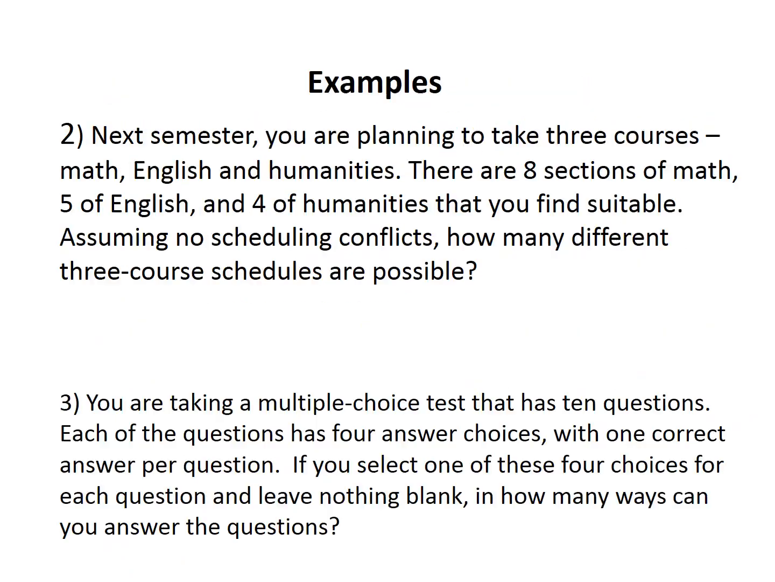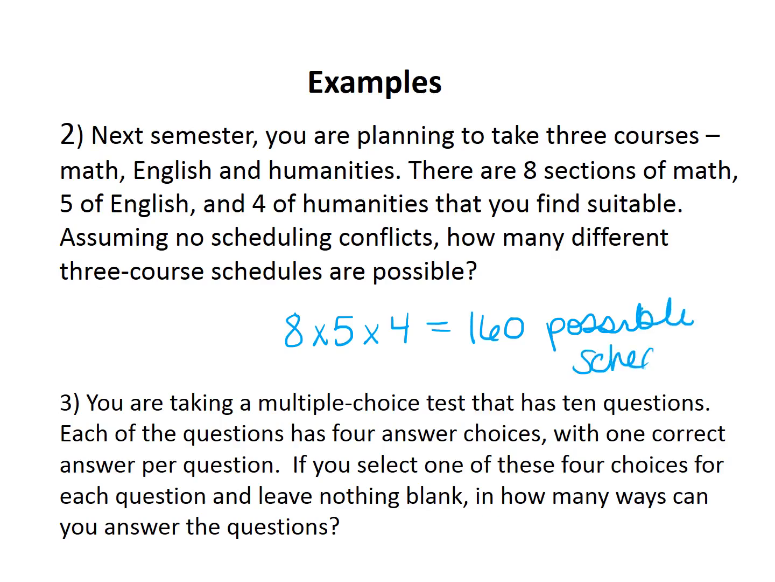Next semester, you are planning on taking 3 courses: Math, English, and Humanities. There are 8 sections of Math, 5 sections of English, and 4 sections of Humanities that you find suitable. Assuming no scheduling conflicts, how many different 3-course schedules are possible? So it's 8 sections of Math times 5 sections of English times 4 sections of Humanities. 20 times 8 should give you 160 possible schedules.